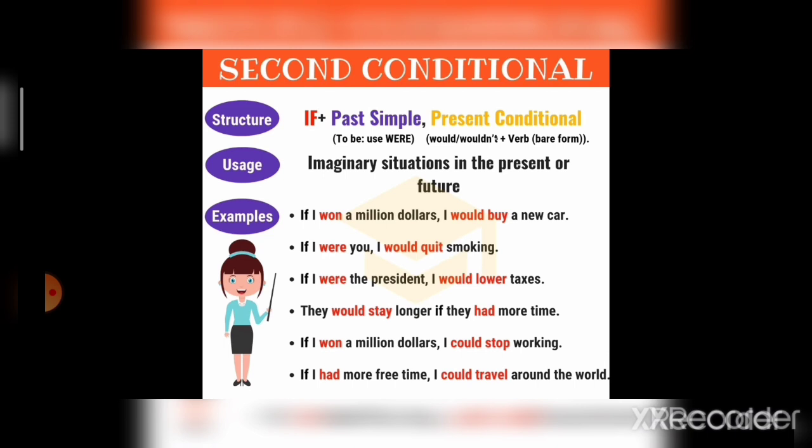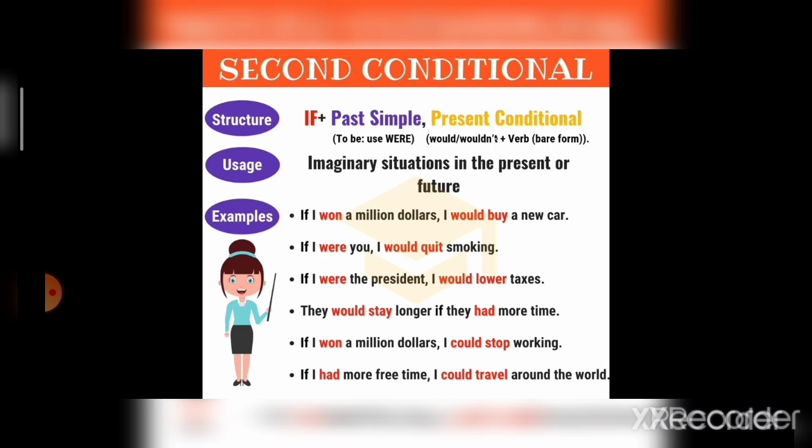If I won $1 million, I would buy a new car. If I were you, I would quit smoking. If I were the president, I would lower taxes. If I won $1 million, I could stop working. If I had more free time, I could travel around the world. Children, in all these sentences, you can see most of them are unreal or imaginary situations in the present or future. And you can also see cause and effect relationship between the sentences, that is the condition and its consequence.